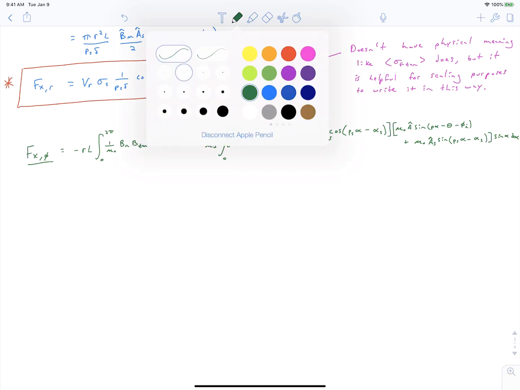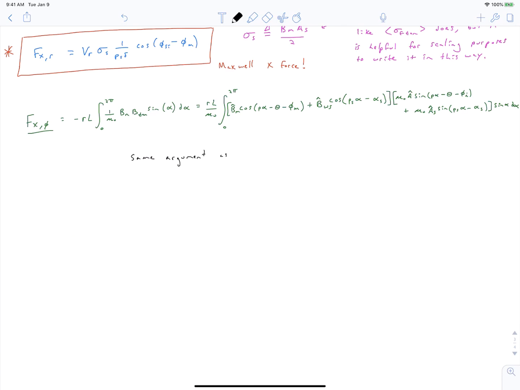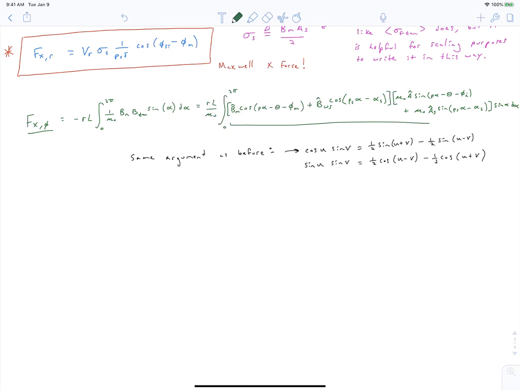And so what we're going to do is we're going to use the same argument as before, that we want to work with our integrand here and only consider, we'll multiply our sines and cosines through, but then only consider terms that do not have a sine or a cosine of alpha. And we'll use the following trigonometric identities to get there. And so if we do this, we pull our integrand out, we can start to work with it.